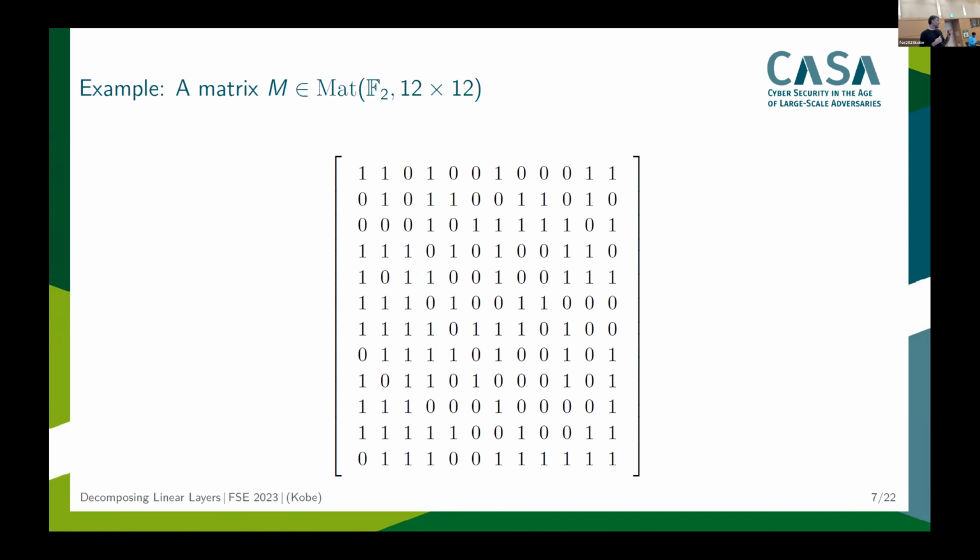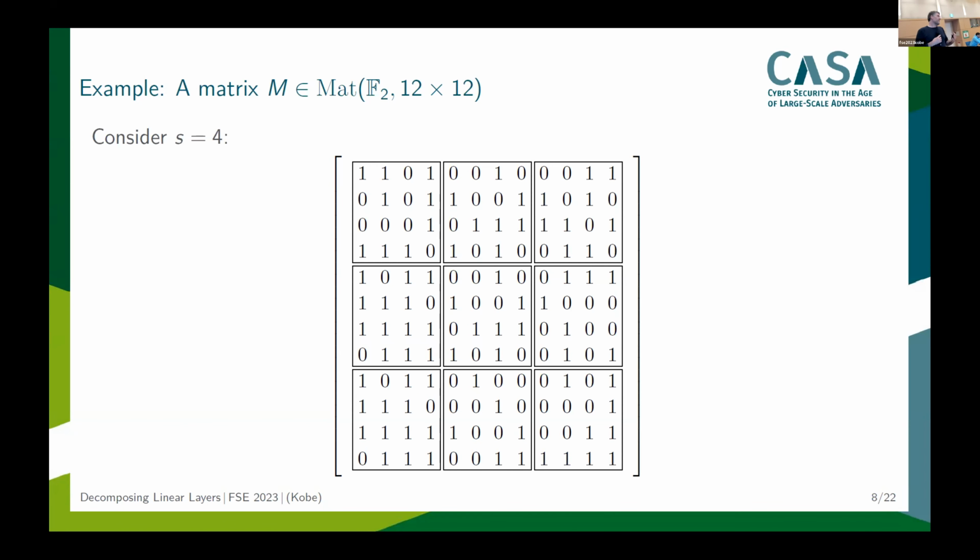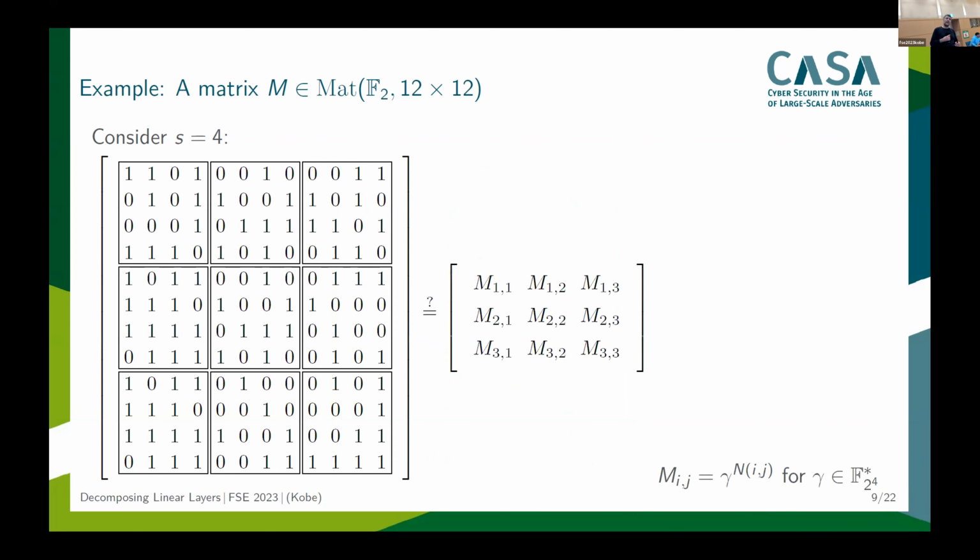Okay, so the field structure. Just to be clearer about what I want to do, I'm given a matrix, in this example a 12 by 12 matrix. And I want to know if this matrix could be represented as a matrix over the extended field of 2 to the 4 elements. So that's the question. Can I write this as a 3 by 3 matrix, where each of these blocks corresponds to multiplication with a finite field element, of the form gamma to some power, where gamma is a generator in this finite field? So this is the question we want to solve in this first part of the talk.